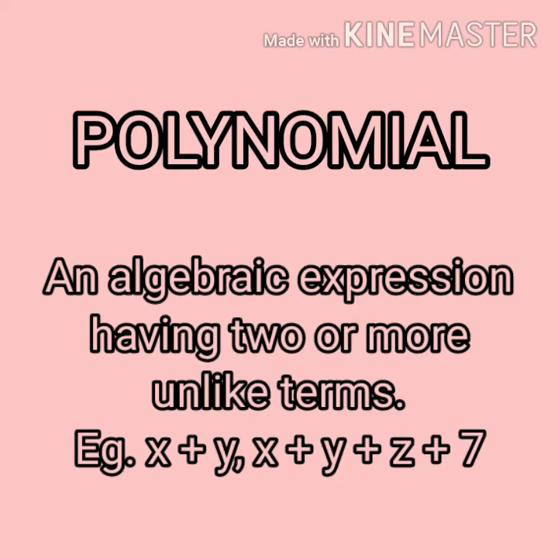Next is polynomial. An algebraic expression having two or more unlike terms is known as a polynomial. So in this case, all the binomials and trinomials are also considered as polynomials. For example, x + 2. It is a binomial, but it comes under the category of polynomials. There are many more examples of polynomials.